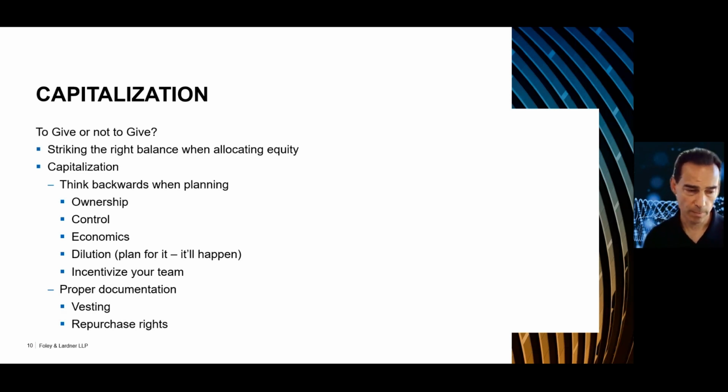So it mentioned thinking backwards about planning. So think about ownership, think about control, think about economics. I mean, ultimately, the two main drivers really are control and economics. When you talk about startups and what's important to founders, but also to investors, it's control and economics, right? How much control is someone going to have?